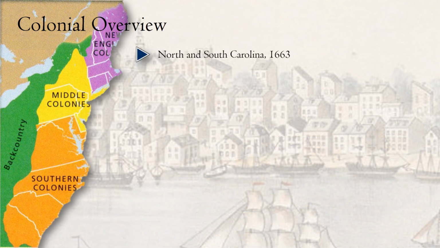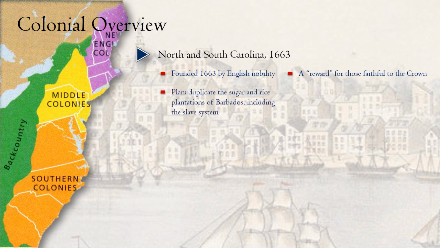So we want to go further south and look at North and South Carolina, founded as one colony at first in 1663. It was founded by English nobility, that is, as a reward for those people who had remained faithful to the crown during the English Civil Wars. And so it was called a restoration colony. Carolina is a derivative of Charles, named for King Charles, who resumed leadership of the English state.